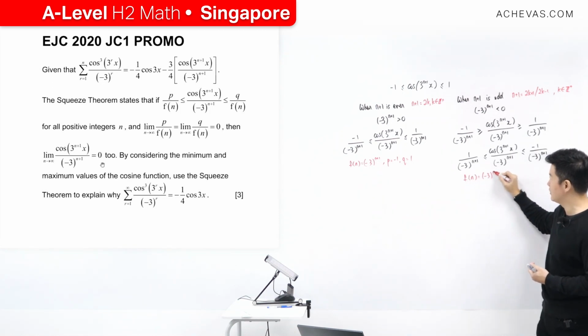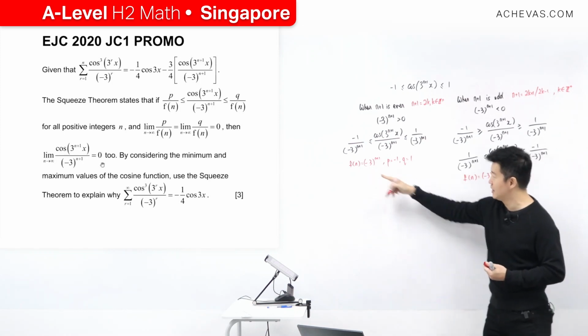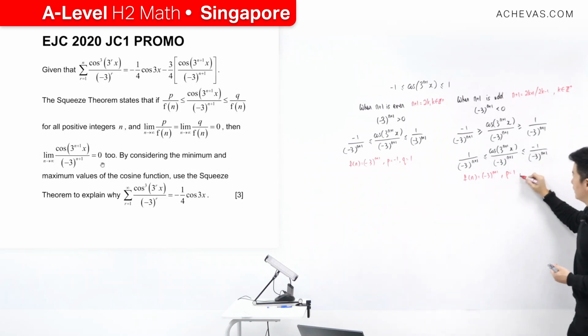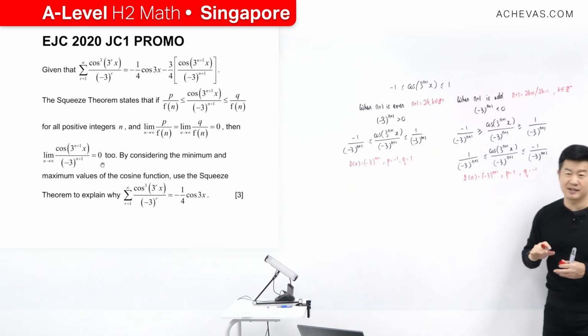So this is not very correct, because looking at this, it seems to be suggesting that Fn is this minus 3 to the power of n plus 1, which is the same as this, but P seems to be equal to positive 1 here, negative 1, and then Q here is minus 1. So this is not correct.